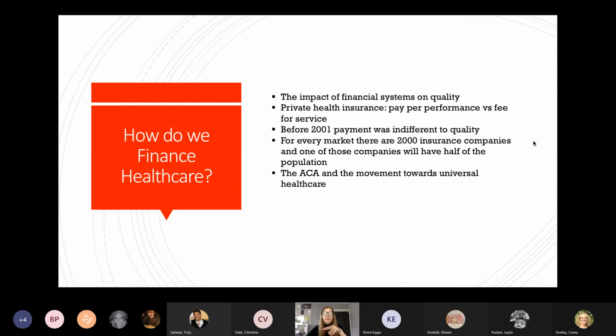There are three types of private insurance markets. There are large, small, and individual markets. And for each one of those markets, there are about 2,000 insurance companies. And for each of those markets, one company will have over half the population insured, which is telling us that there is such a huge monopoly in health insurance. These companies have no competition. And if you open a dictionary and look up the definition of middleman, it'll show you private health insurance.